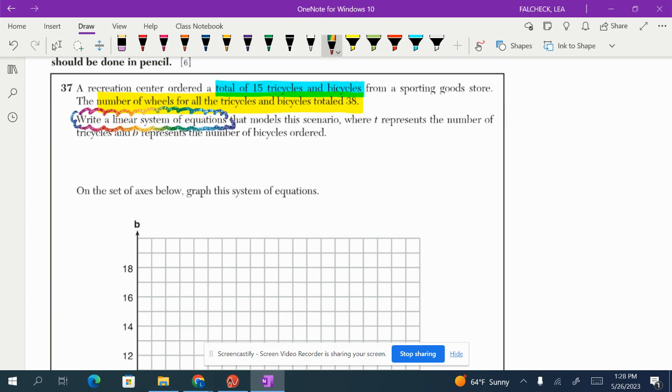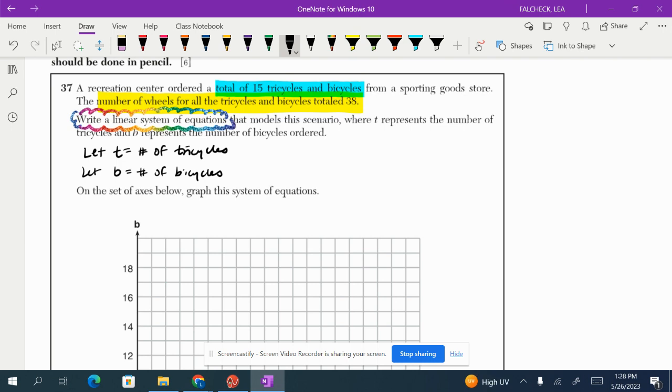that models the scenario where T represents the number of tricycles and B represents the number of bicycles. Okay. So our goal is to write a system of equations.